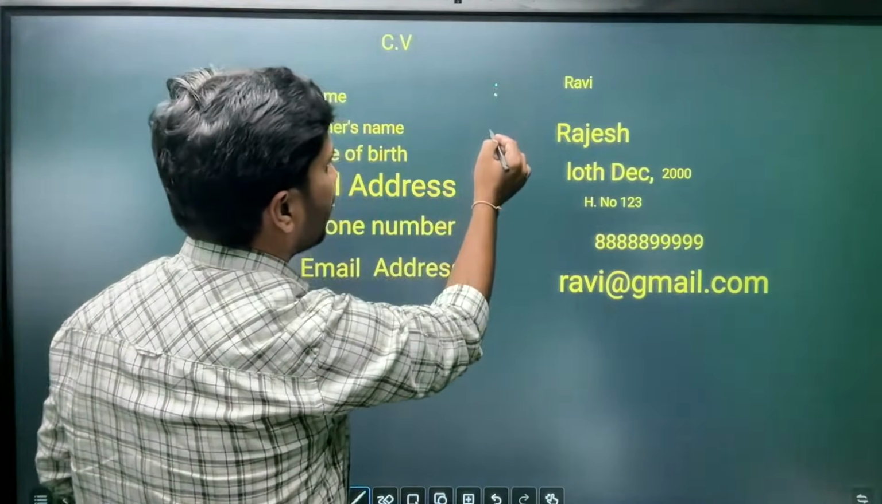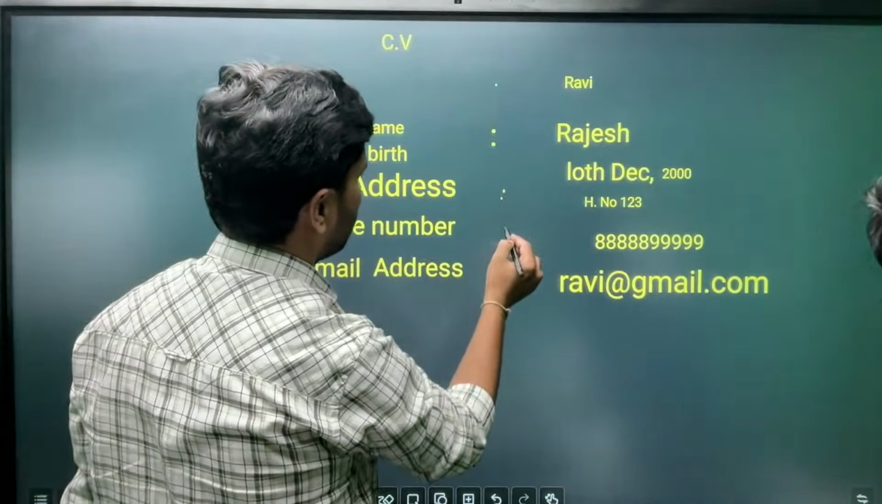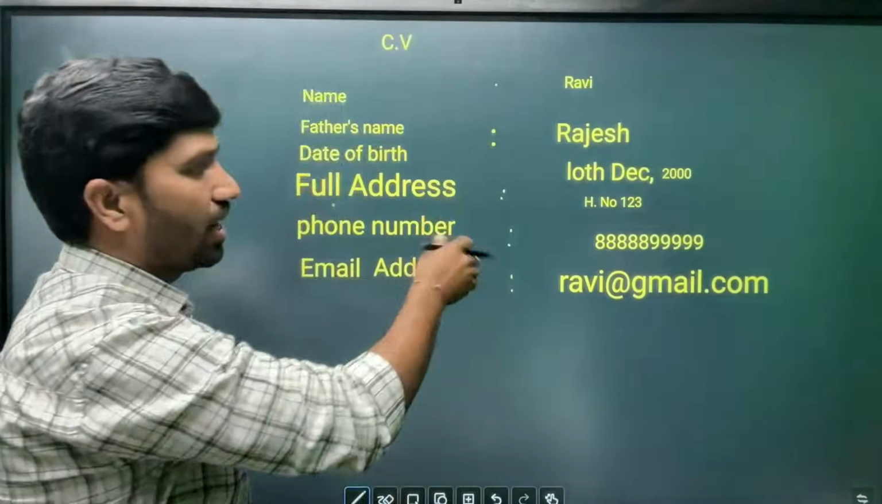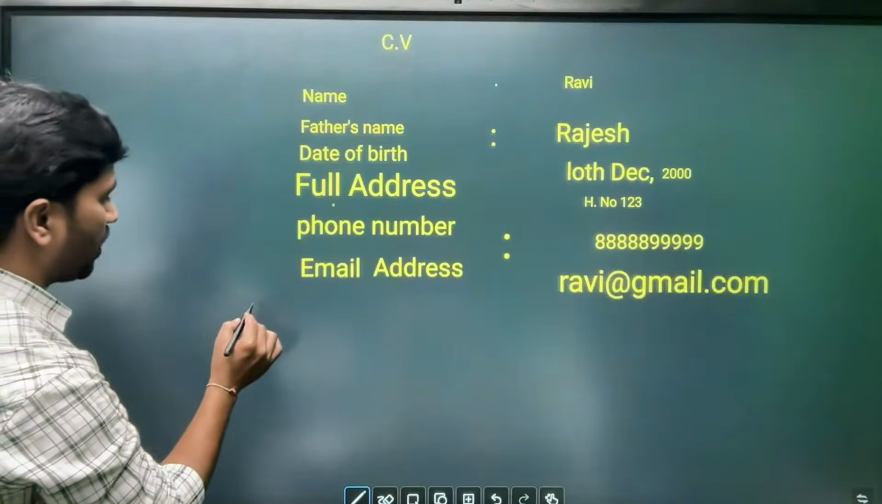The columns should be in a line. It should be in order. All the columns should be in order. Then afterwards we make the educational qualification.